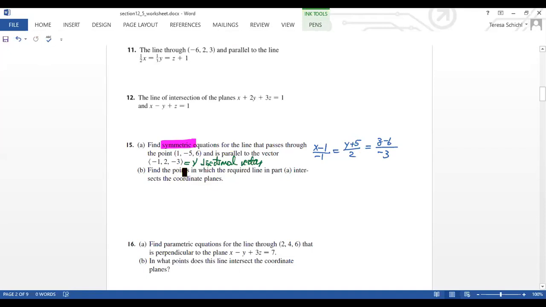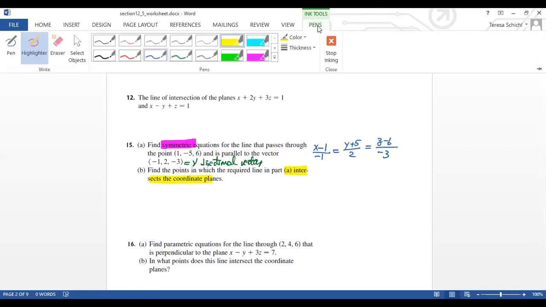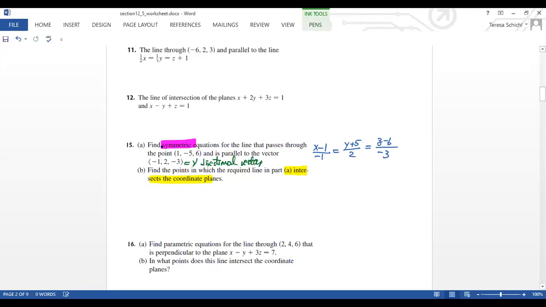The reason I chose this problem is that they ask us to find the point where this line intersects the coordinate planes. So we have three situations. Situation number 1: the line intersects the xy plane. What does that mean? That means z equals 0.